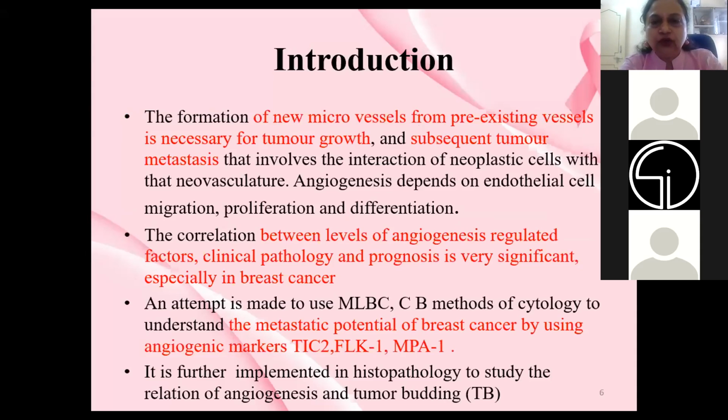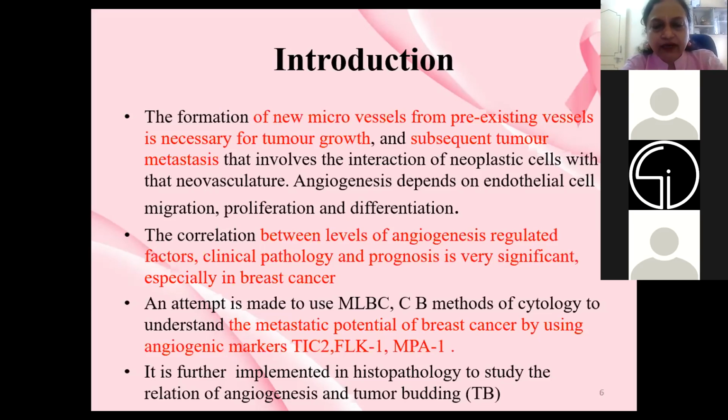The formation of new microvessels from pre-existing vessels is necessary for tumor growth and subsequent tumor metastasis. That involves the interaction of neoplastic cells with the neovasculature. Angiogenesis depends on endothelial cell migration, proliferation, and differentiation. The correlation between levels of angiogenesis regulated factors, clinical pathology, and the prognosis is very significant, especially in breast cancer or malignancy.